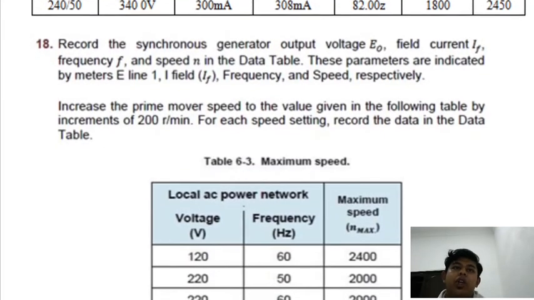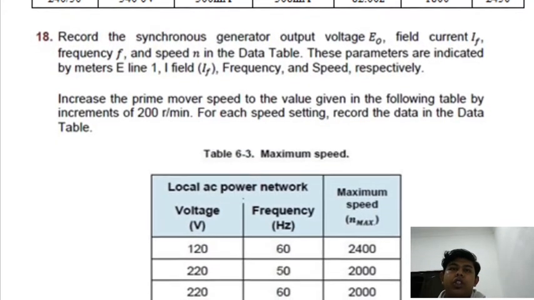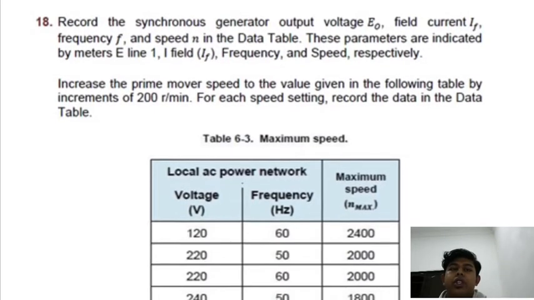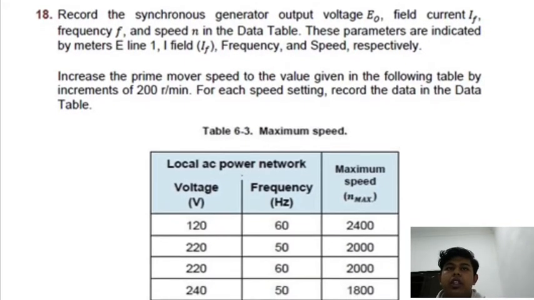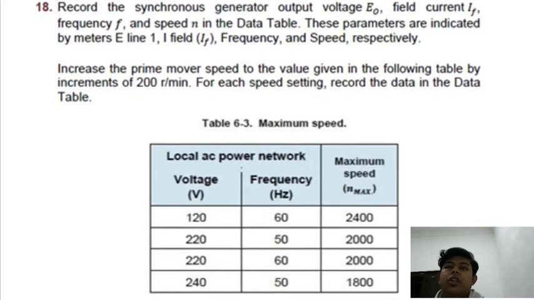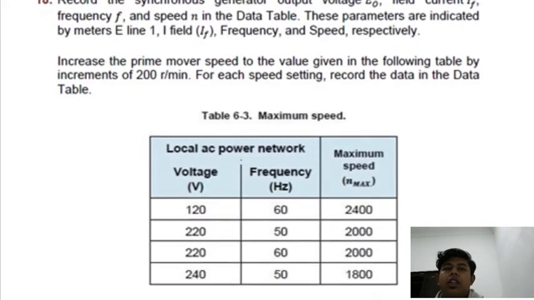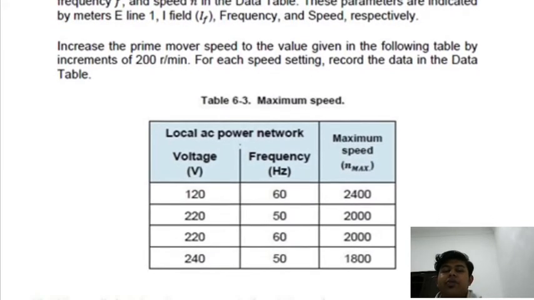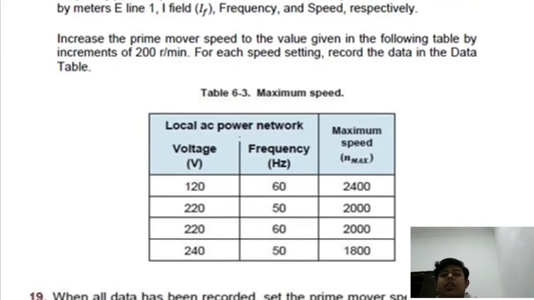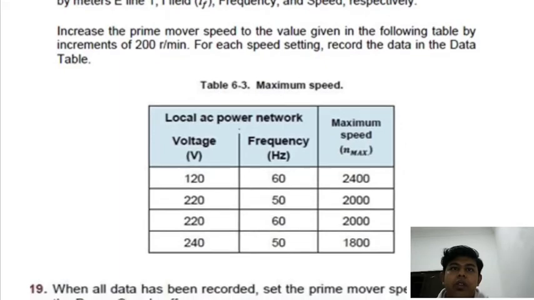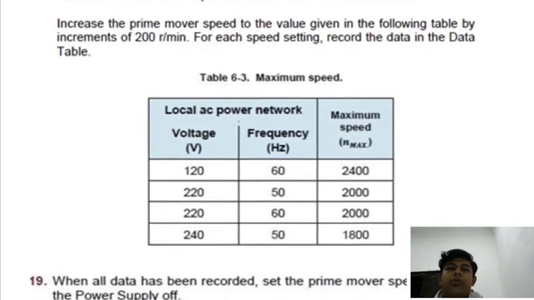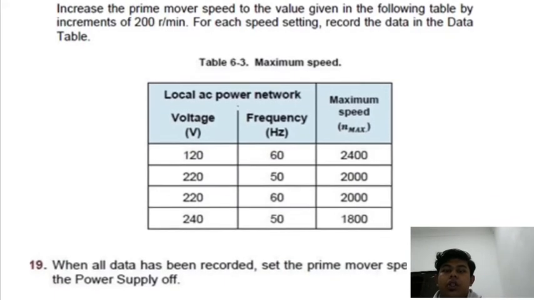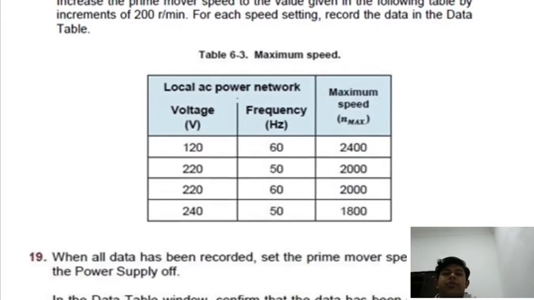Next, we need to record the synchronous generator output voltage E0, field current I field, frequency F, and speed N in the data table. These parameters are indicated by meters E line 1, I field, IF, frequency, and speed respectively. Increase the prime mover speed to the value given in the following table by increments of 200 rotations per minute. For each speed setting, record the data in the data table.